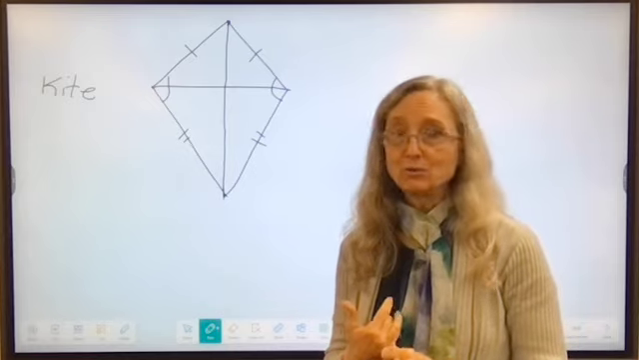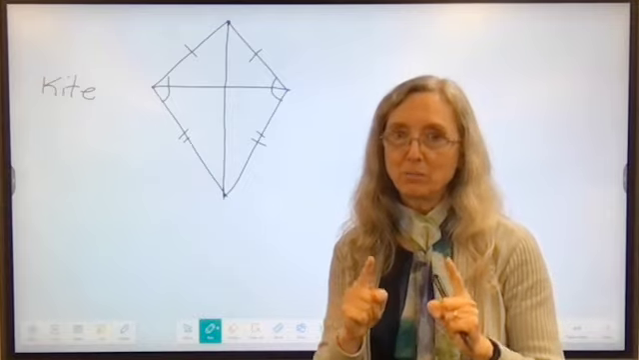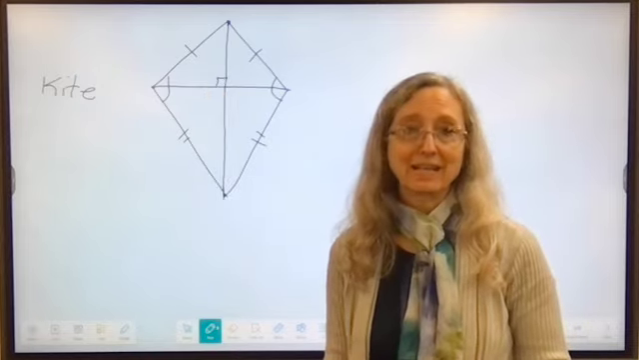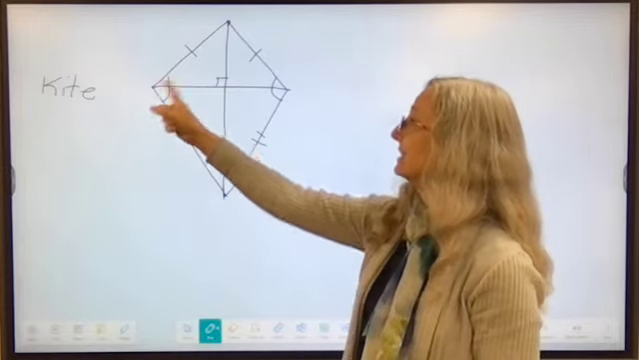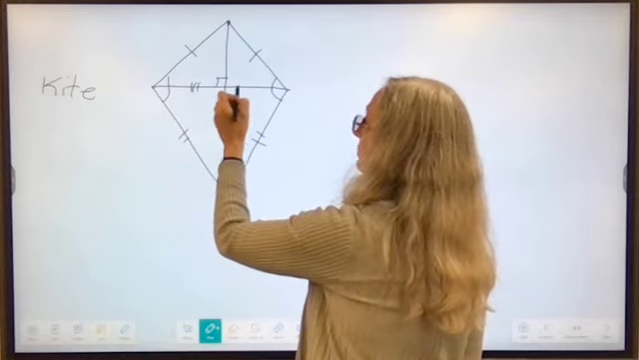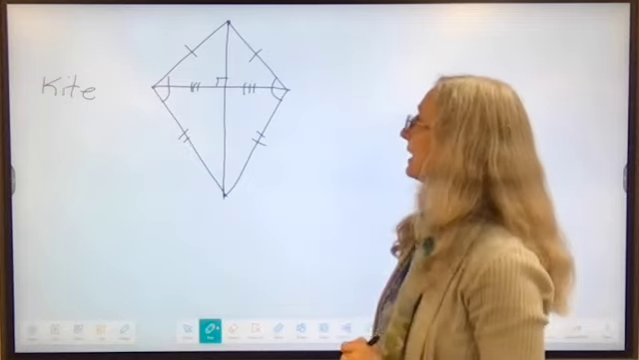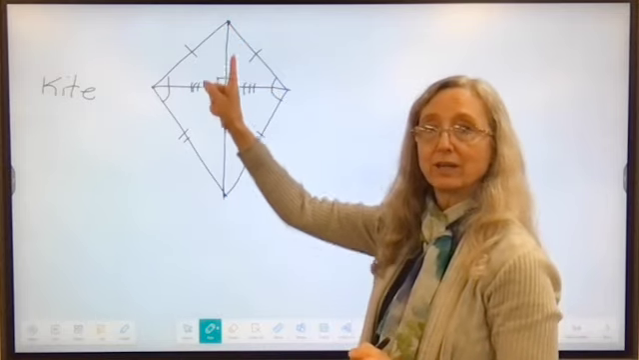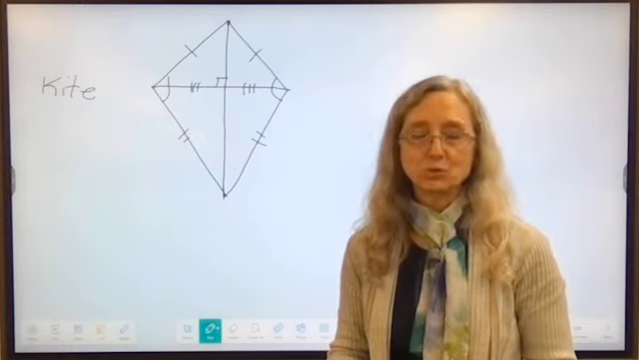Notice they do not bisect each other. They are not congruent, but they are perpendicular, always. That you can count on. This axis of symmetry does bisect the crossbar, so that this will be equal to that in length. And it also bisects these two angles here. This one and this one also get bisected by that axis of symmetry.